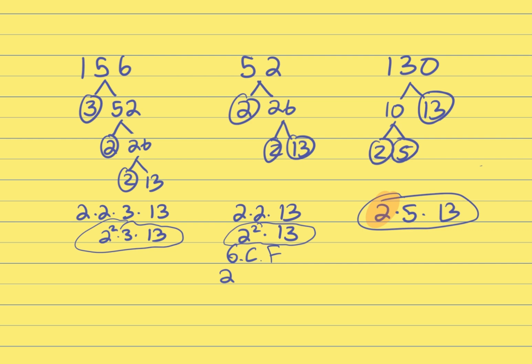Do they have 3 in common? Nope. Do they have 13 in common? Yep. So they've got the 13 sitting there. So 2 times 13 is 26. That's your GCF. Okay. Any questions with that one?